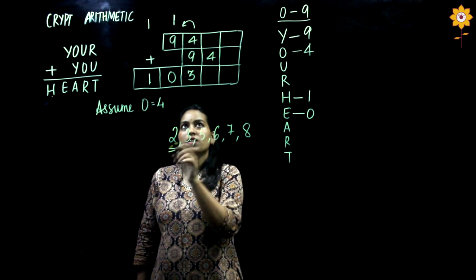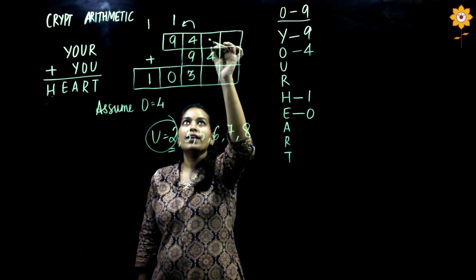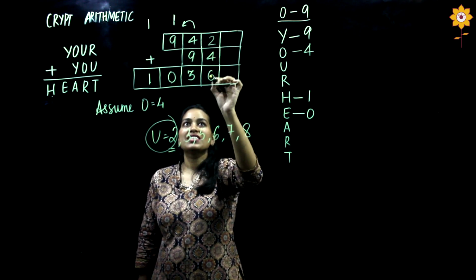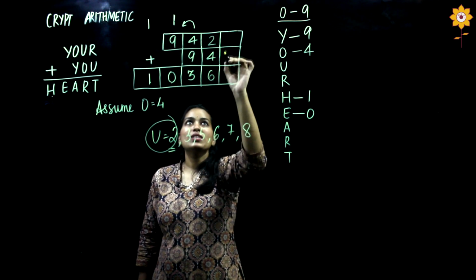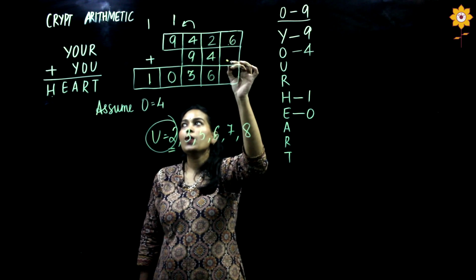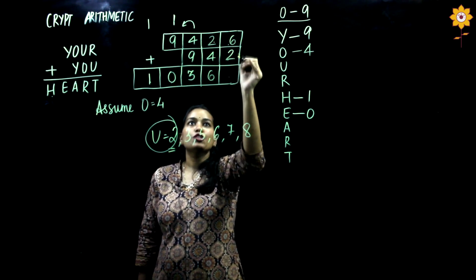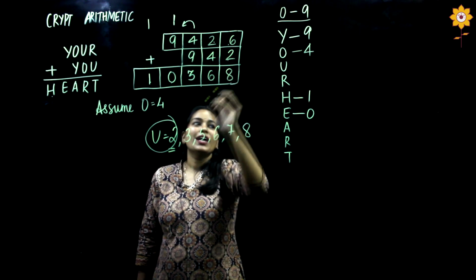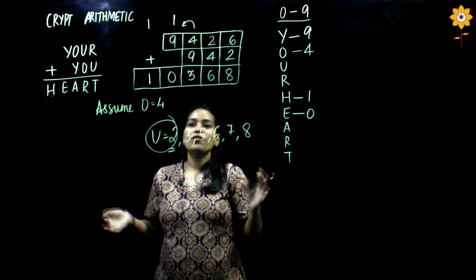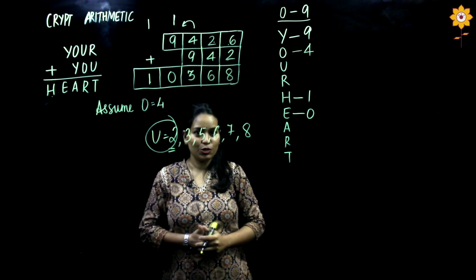Let's say we assume that U is equal to 2. So if you assign the value of U as 2, 2 plus 4 is equal to what? 6. So R's value is 6. Let's fill R's value 6 over here as well. Here you have U. U's value is 2. Let's write it over here. 6 plus 2 is equal to 8. So you got the value of T as 8. None of the values are conflicting with each other. So this is a perfect solution.